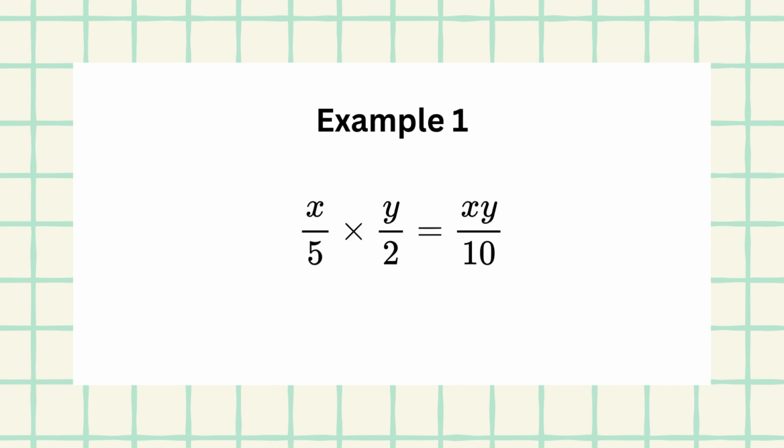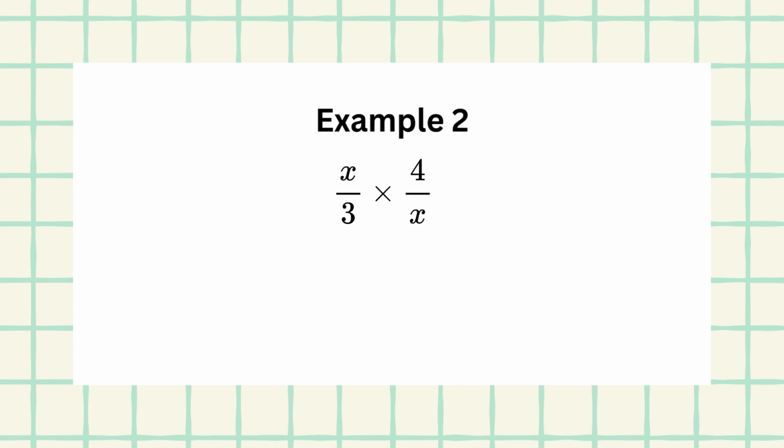Look at this first example, x over 5 times y over 2. This is a very simple one. Just like a normal fraction in multiplication, the numerator times the numerator, and the denominator times the denominator. So x times y will be xy, and 5 times 2 is 10, so the answer will be xy over 10. The second one you can see now is x over 3 times 4 over x.